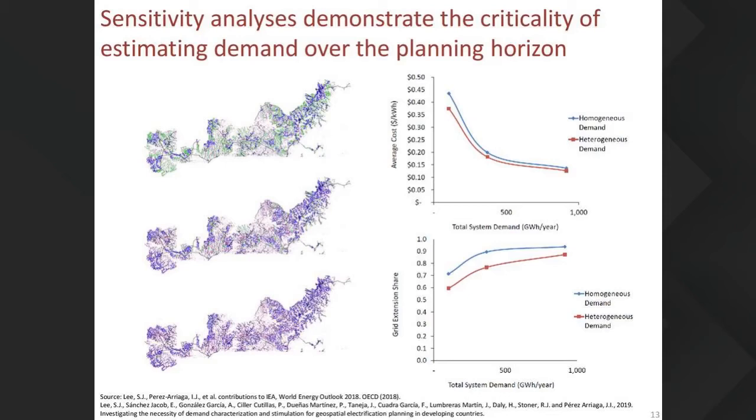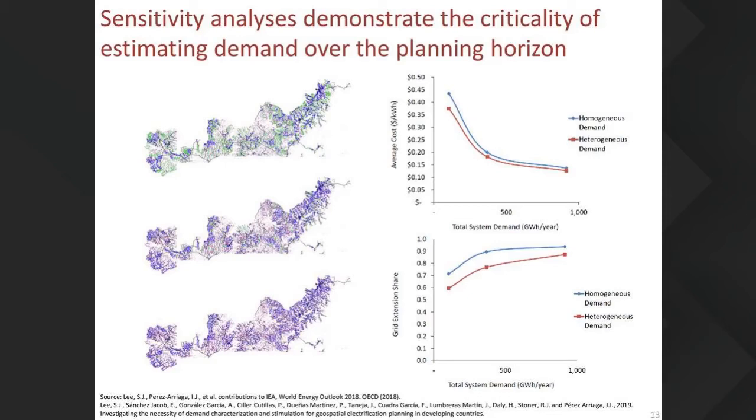This is homogeneous demand, and essentially what you see are large economies of scale. With very low levels of demand that are being planned for, you have very high costs. In this case, something like 45 cents a kilowatt hour. And as you have medium and high demand, this drops off precipitously. Similarly, on the bottom plot, as you increase demand on the x-axis, your grid extension share increases fairly significantly from something like 0.7 to 0.95 or something in that ballpark.